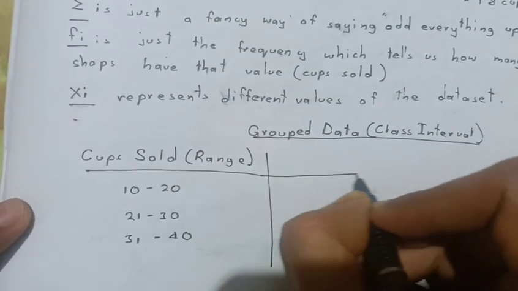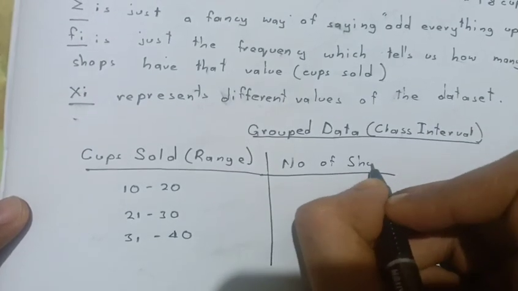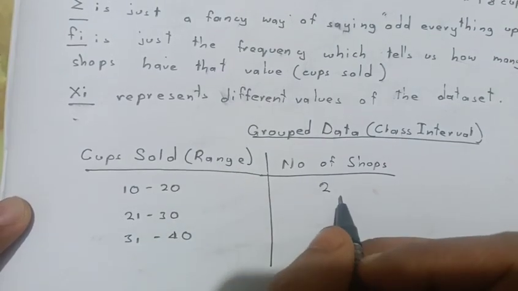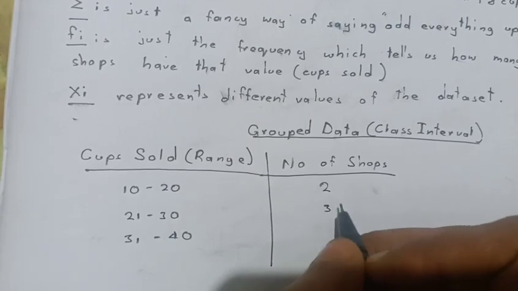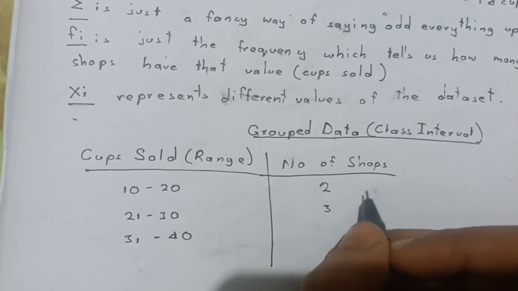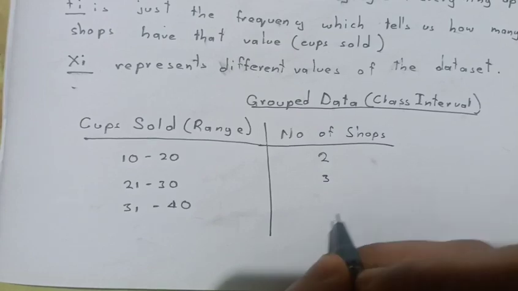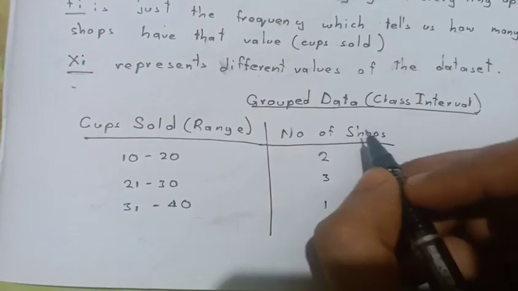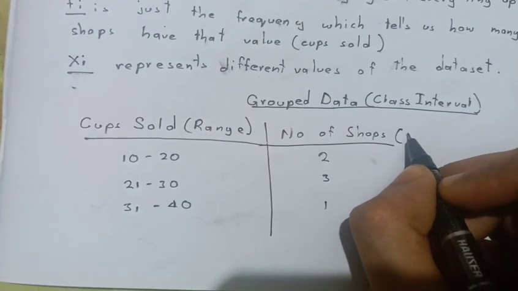And then we have the number of shops, which can be like, for 10 to 20 we have 2, and for 21 to 30 we have 3. This could be more than what I'm using here, it could be 2000, 3000, but for simplicity I'm taking lower data, just to make you understand what exactly this means, performing mean on different types of data sets.